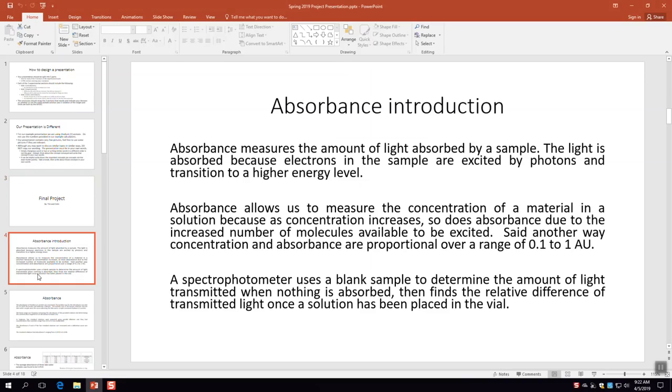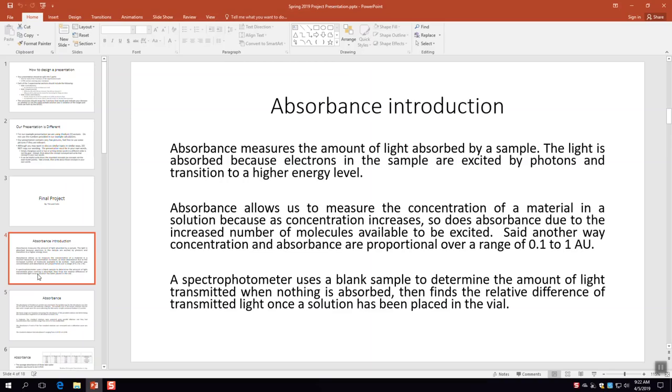So the first section for us is the absorbance. Now, absorbance, as an idea, is essentially the measurement of the amount of light absorbed by a sample. The light is absorbed by the sample because the photons hit the electrons in the sample. Those electrons are excited by the photons and transition to a higher energy level. And what that does is it absorbs the light, so now there is some of the light that's hitting the sample not making it back to our eyes, or in this case the spectrophotometer.